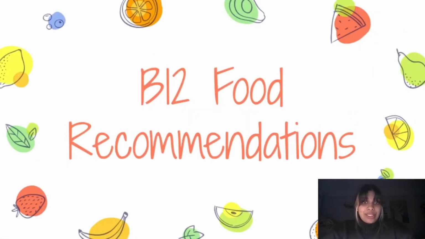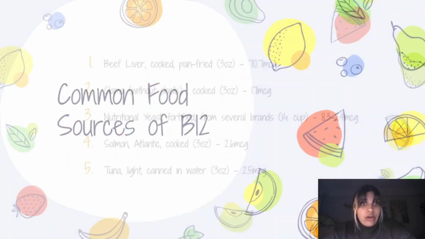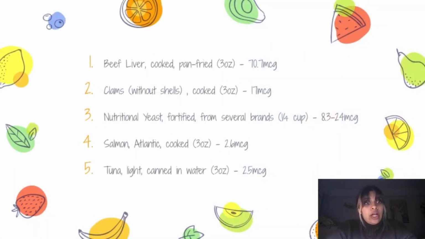B12 food recommendations. Some common food sources of B12 include 3 ounces of beef liver, which is commonly found in Eastern European cultures and cuisines and is less likely to be found here in the States. It has the highest quantity of B12 at 70.7 micrograms. 3 ounces of clams without shells will provide 17 micrograms.